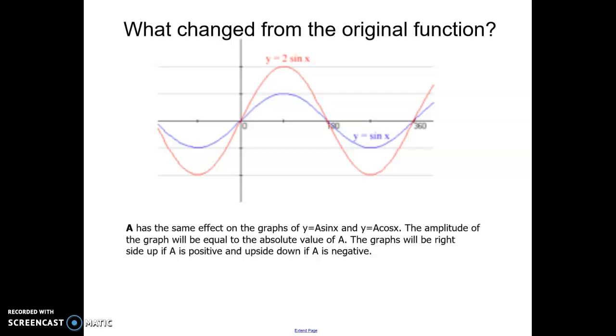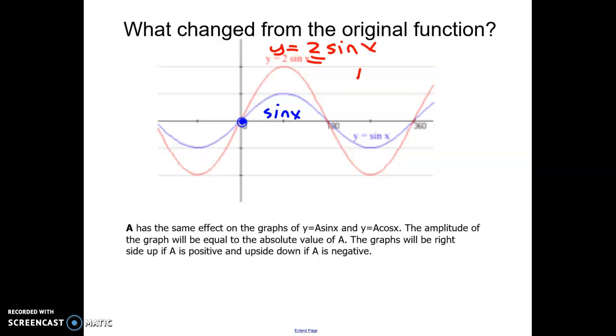Here it says, what changed from the original function? The original function is here in blue. I see that it starts at 0, so I'm talking about a sine graph. How did this function change? It's twice as tall, right? Here it says in red that there's a 2 in the A slot, which makes your graph 2 times as tall.